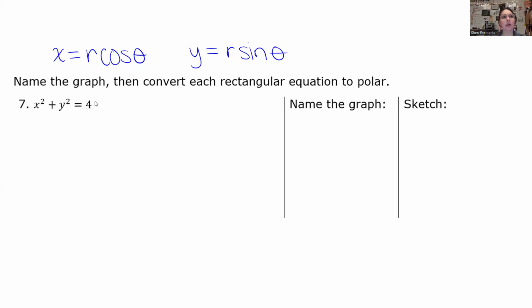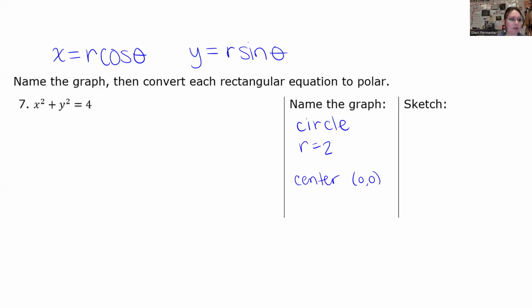Yeah, so the 4 is actually r squared, not r. So, yep, it's going to be a circle. And the radius is 2. Where's its center? Yeah, 0, 0.